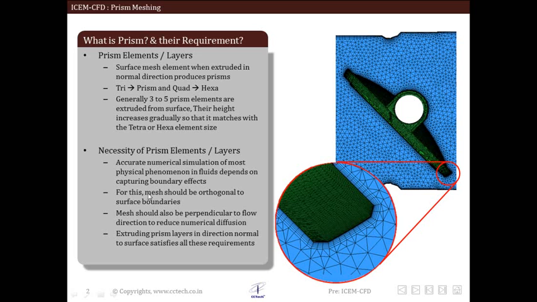In order to capture this, we need to have accurate mesh near the wall or a finer or unidirectional mesh near the walls. Hence, the mesh should be orthogonal to the surface boundaries. Mesh should also be perpendicular to flow direction to reduce numerical diffusion. Extruding prism layers in direction normal to the surface satisfies all these requirements, and hence we generally recommend prism layers in order to capture phenomenon of flow that is happening near the boundaries.